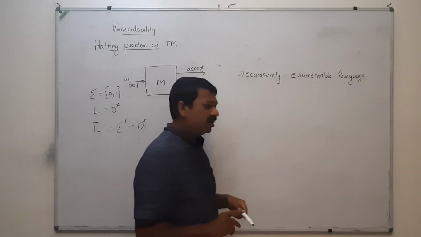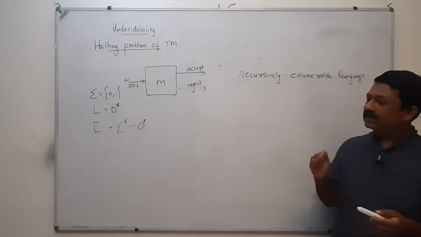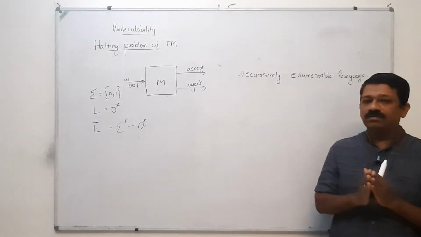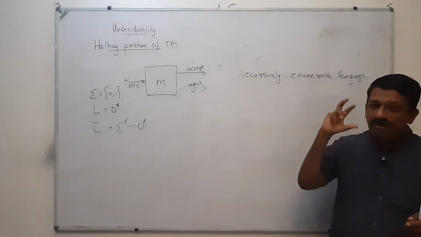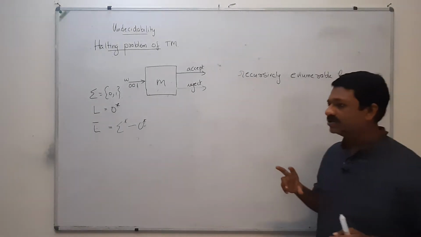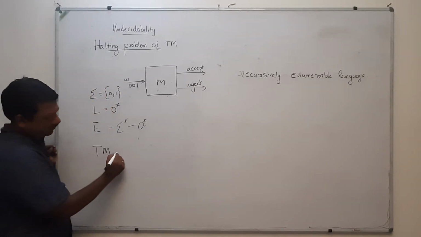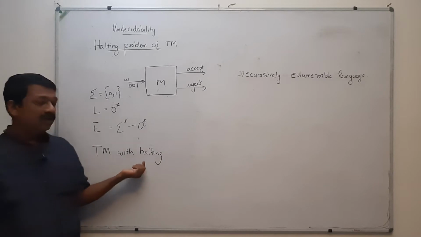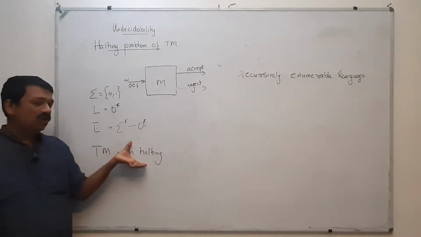Okay. And a Turing machine which halts. Generally speaking, in the definition of Turing machine, we are not specifying whether it is halting or not halting. Suppose that you have developed a Turing machine which always halts. Such a type of Turing machine is called a TM with halting. A Turing machine which definitely halts is called a Turing machine with halting, and it is not having any problem with halting.